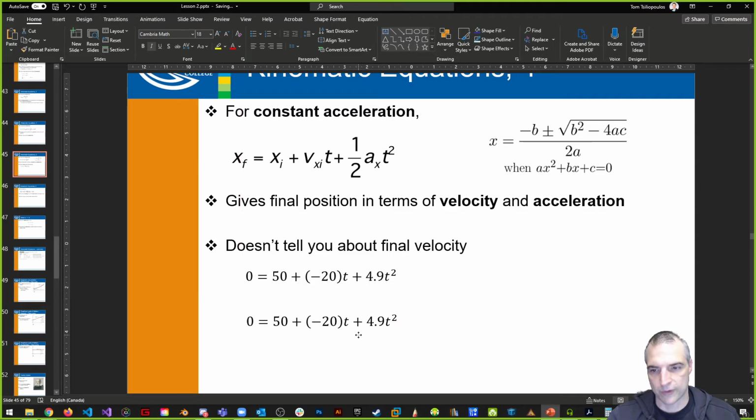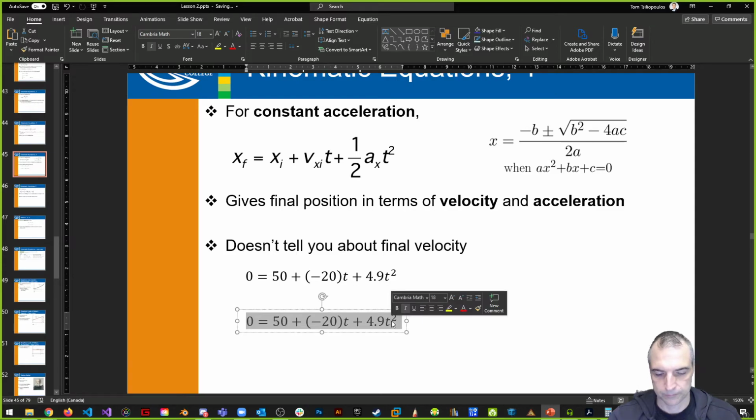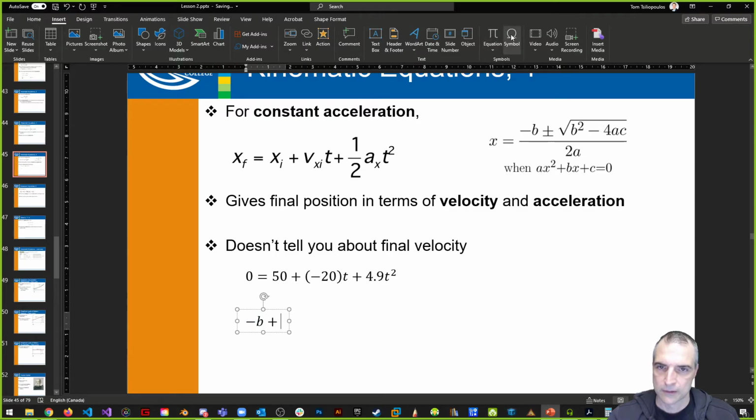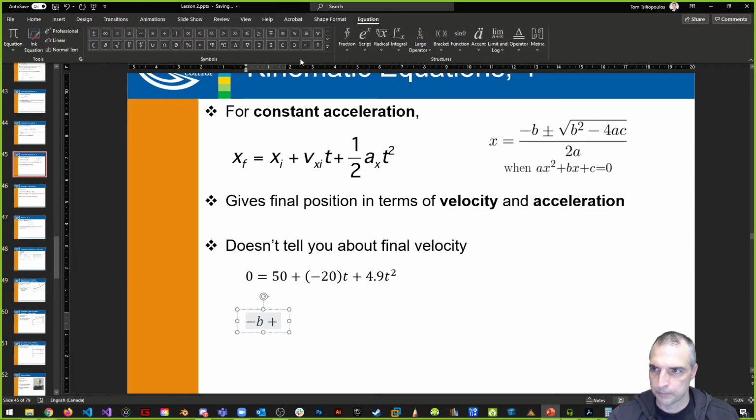We would start off with this equation. So let's do minus b, right? We'll say plus or minus. Let's do the plus first. So plus the square root, and I think I can put a square root symbol in here. Insert square root symbol. There we go. B squared. So what is b? B is minus 20. Minus 20 times minus 20 is 400.